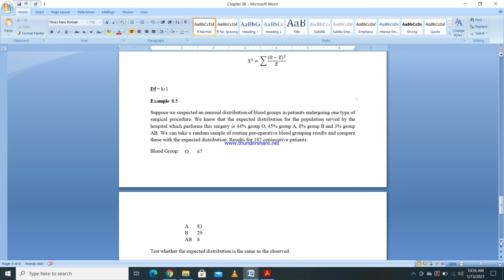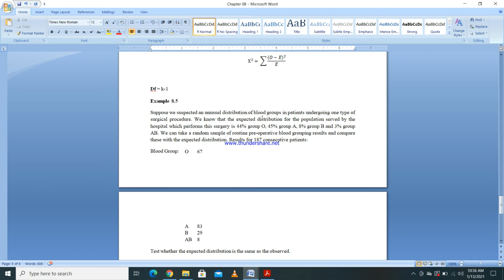I will explain using this example. Suppose we suspected an unusual distribution of blood groups in patients undergoing one type of surgical procedure.